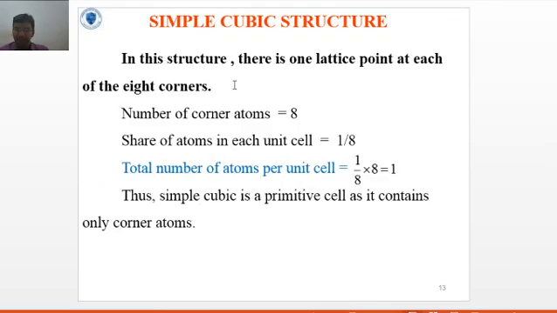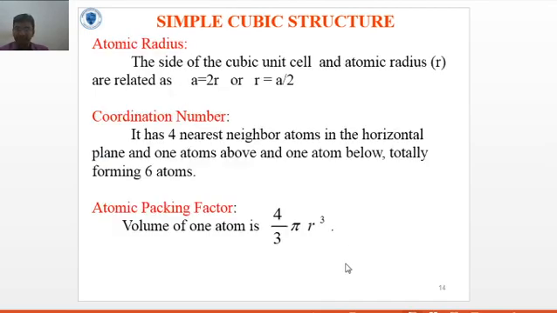In this structure there is one lattice point at each of the 8 corners. The number of corner atoms is equal to 8. The share of an atom in each unit cell is equal to 1 by 8. So the total number of atoms per unit cell is 1 by 8 into 8, that is equal to 1. Thus the simple cubic is a primitive cell as it contains only corner atoms. Atomic radius: a is equivalent to 2r, so r is equivalent to a by 2. Coordination number: 6 atoms are nearest neighbors to the specimen atom, so the coordination number is 6.